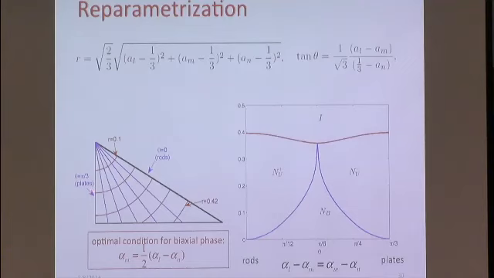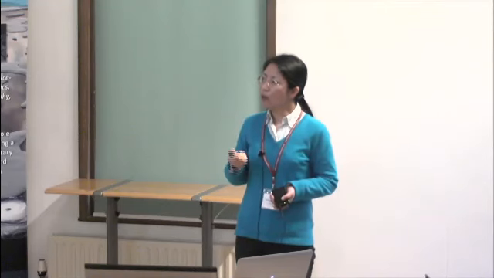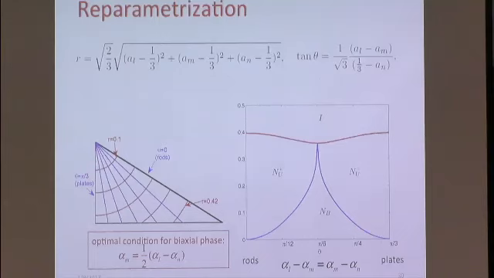After the calculation, we noticed that our final result, the phase diagram, will only depend on theta, and r just simply rescales the temperature. So if you look at this graph, this is for a fixed r. So this is a symmetric phase diagram.